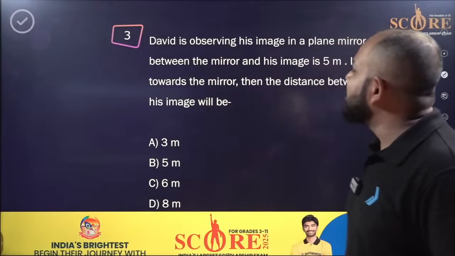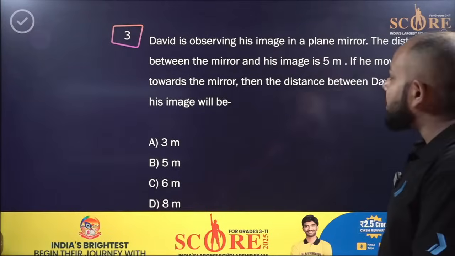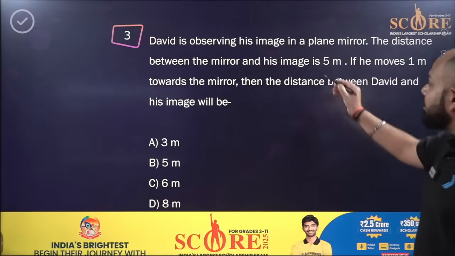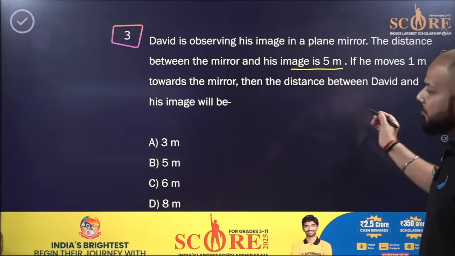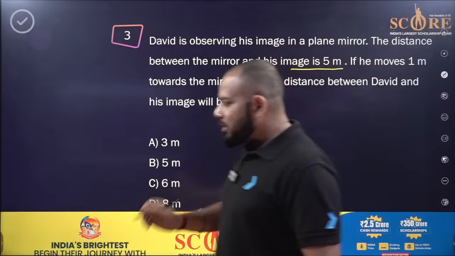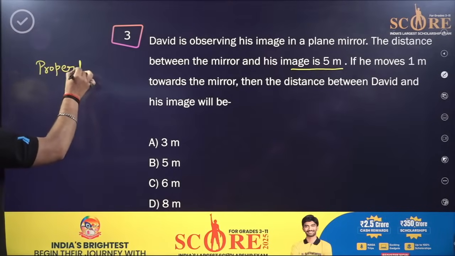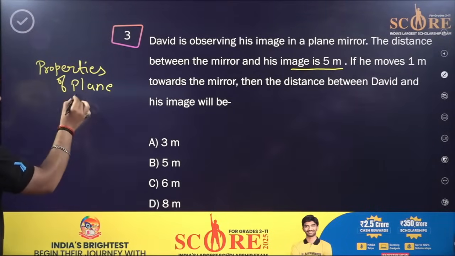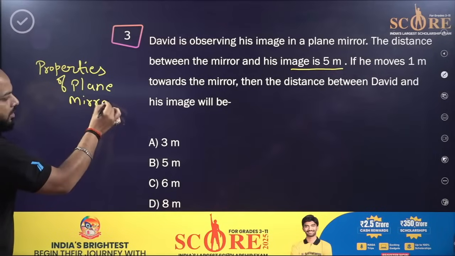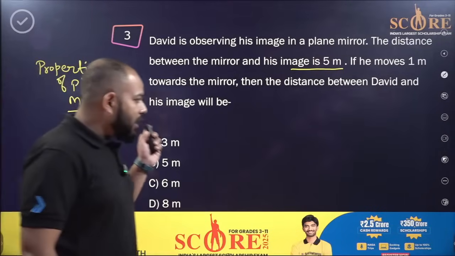Okay, David is observing his image in the plane mirror. The distance between the mirror and his image is 5 meters. If he moves 1 meter towards the mirror, then the total distance between David and his image will be? For this, we can use the properties of plane mirror. First of all, you can give the answer in the chat. What will be the answer for this one? Faster.